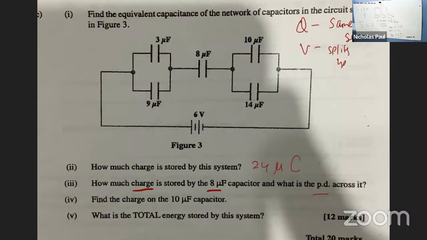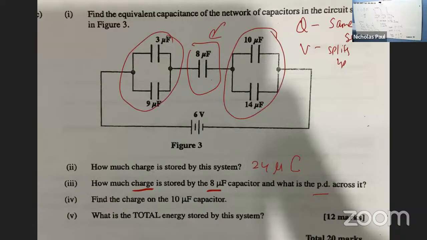24 microcoulombs. Right, so I need some help with part three. How much charge is stored in the 8 microfarad capacitor? I'll give you a hint. No calculation needed. 24, right? Why? Because in series, the 8 is in series with this and this. So the charge across all three combined, each one of them will have the same 24 microcoulombs.